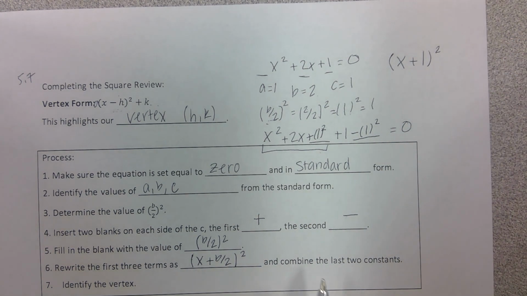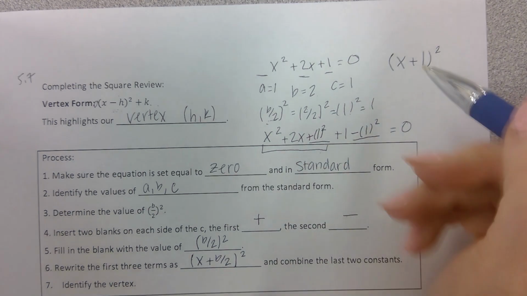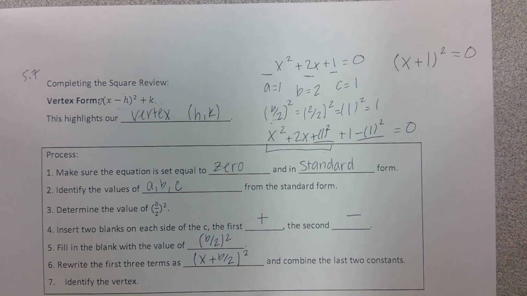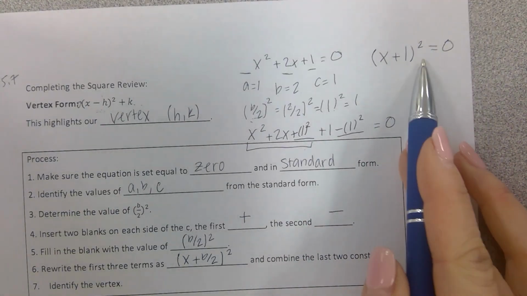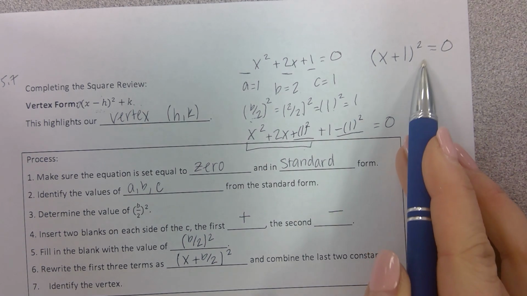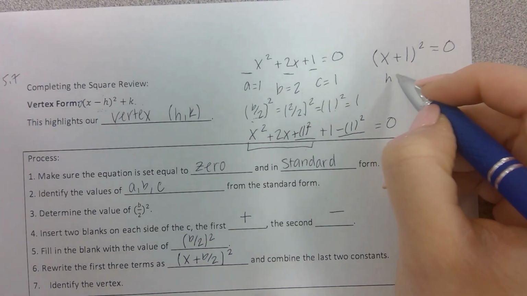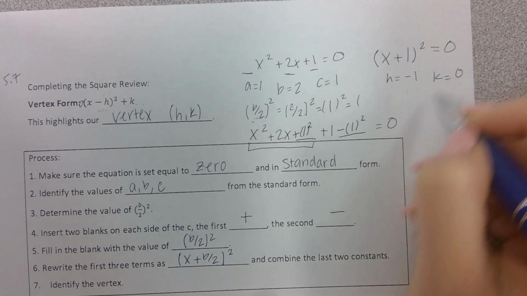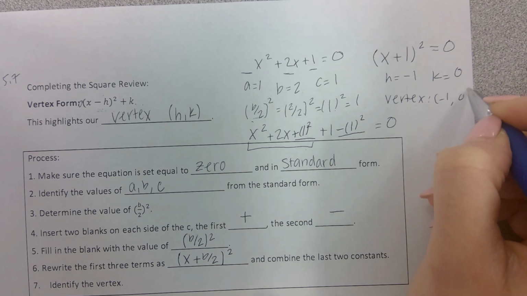And then our second step of this is to combine the last 2 constants. So I can do 1 minus 1, which gives me 0. So I don't have to write anything. Still an equation, so it is set equal to 0. From here, it's in vertex form, so I should be able to identify the vertex pretty easily. Real quickly, let's talk about this. There's no k value here, so our k value will be 0. So our h value is going to be negative 1 because we have to change the sign. Our k value is 0. So we can write our vertex is negative 1, comma 0.